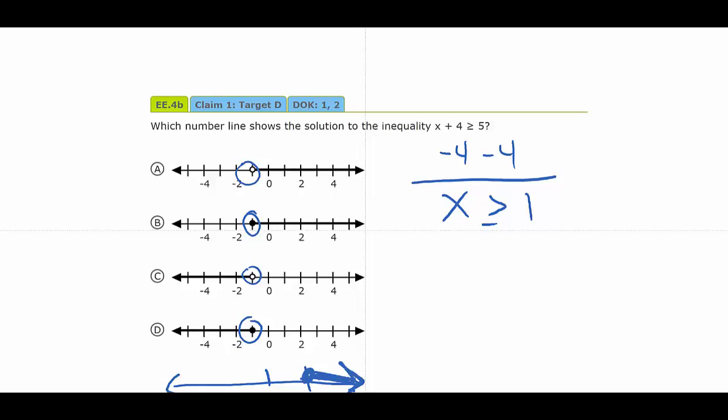So hopefully that gives you insight into the consistent issue. It's always starting with that x with a coefficient of 1.